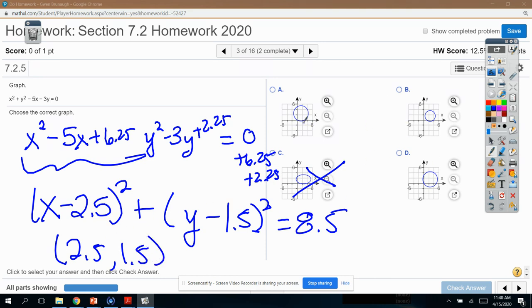Looks like all these are possible. We are going by 2s. Wait, this one's not. 2.5. Yeah, this one I don't think is it. The radius squared is 8.5. If you square root 8.5, you get like 2.9. So almost 3. So almost 3 is more than 1 full square because they're going by 2s. This is hard.